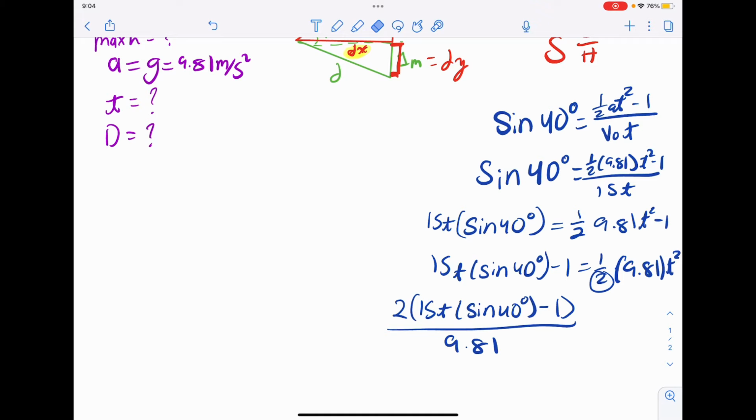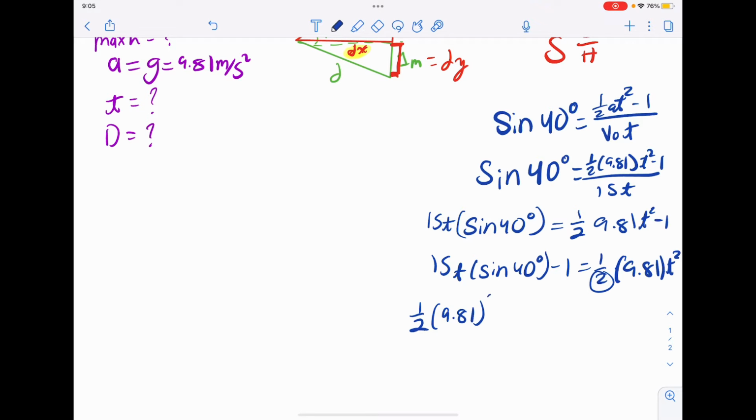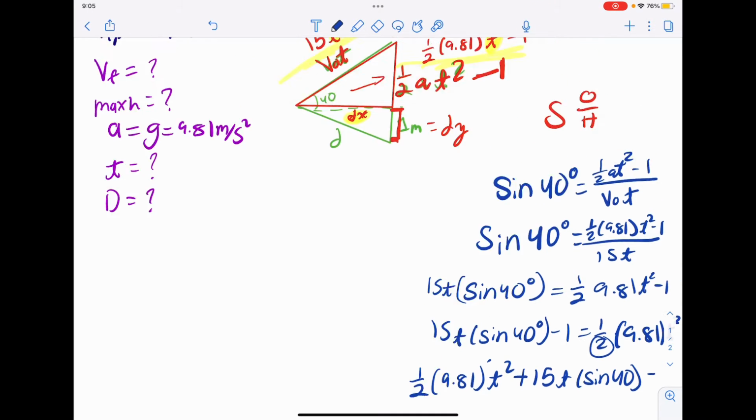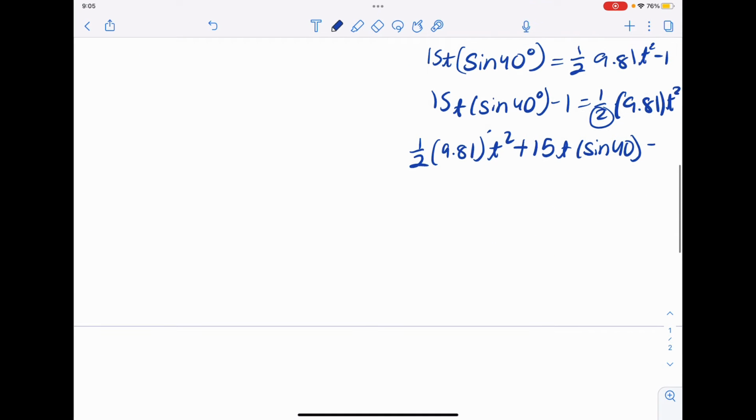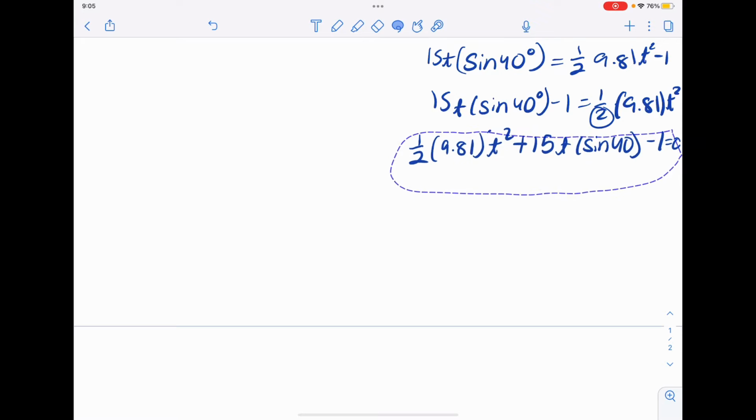Oh, wait. I messed up. Sorry. Ignore that. I'm not going to restart the whole video. So, actually, what we end up doing is we equate it to 0. So, we end up with half 9.81 t squared plus 15t sine 40 minus 1. Minus 1 equals 0.